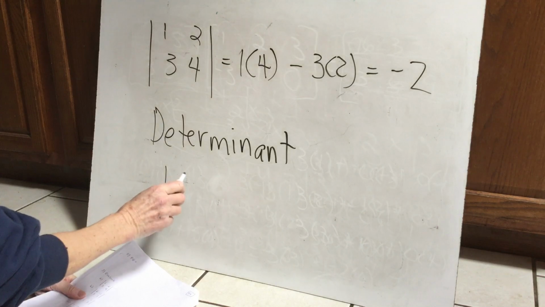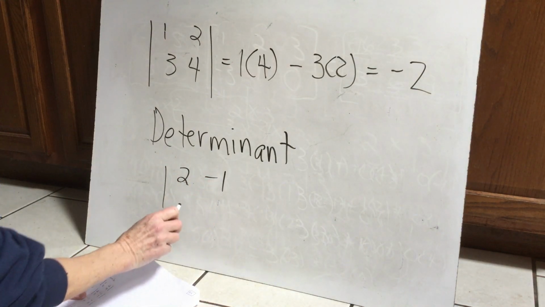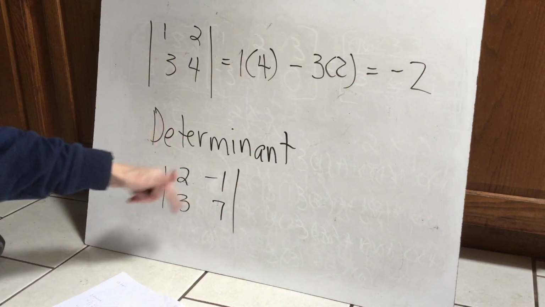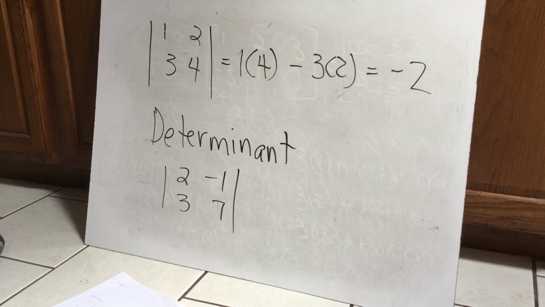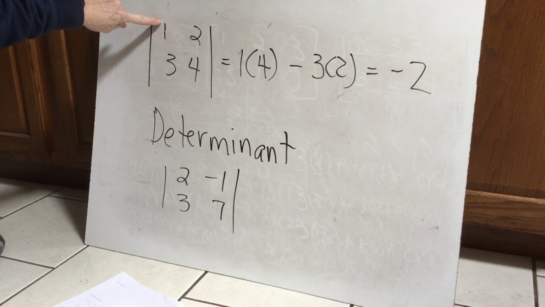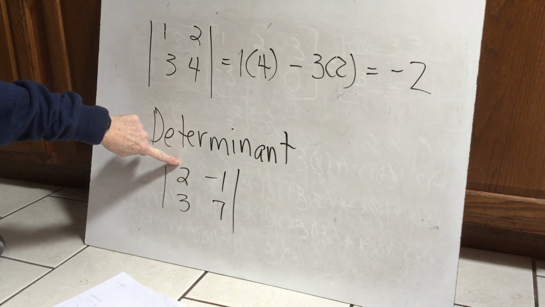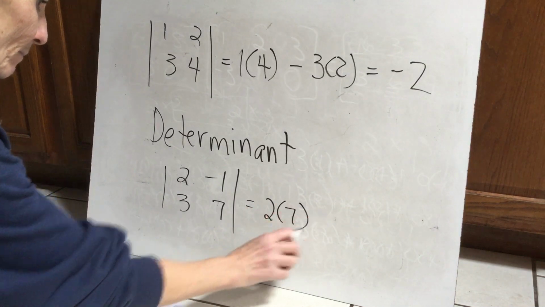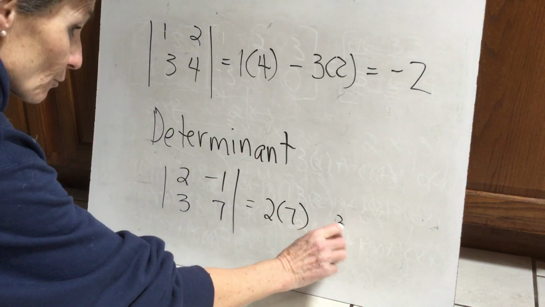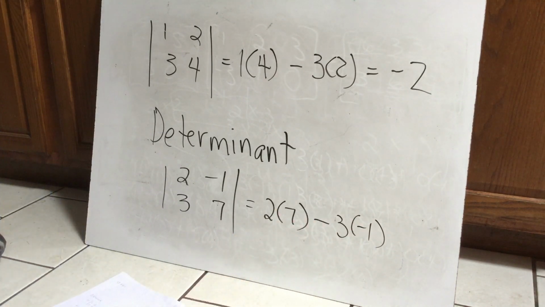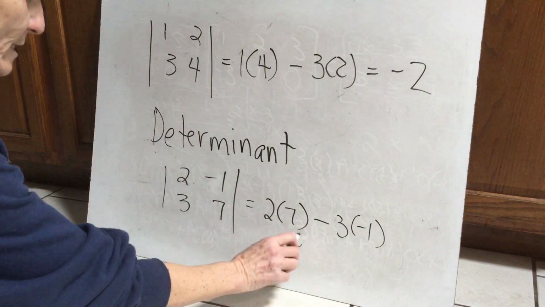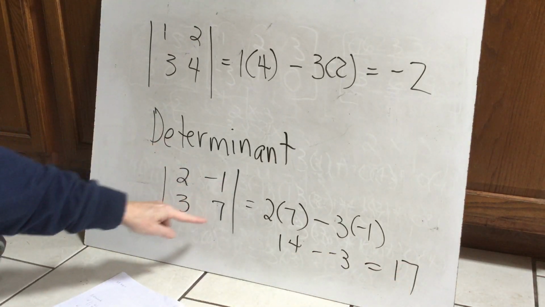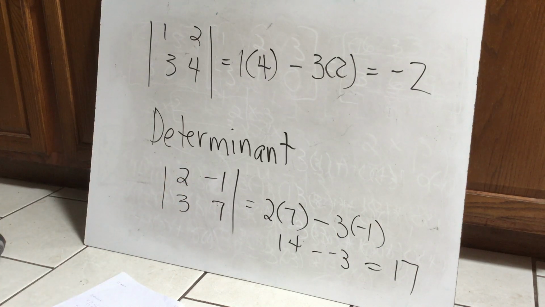So let's look at B. When I say 2 by 2, I mean it has 2 rows and 2 columns. Perfect. Now I'm going to evaluate it. So what did I just tell you? Start right here. Always look where my finger is. Multiply, so that's going to be 2 times 7. Multiply 3 times -1 and subtract. So this one is 14 minus -3, which is 17. So the value of this determinant is 17.